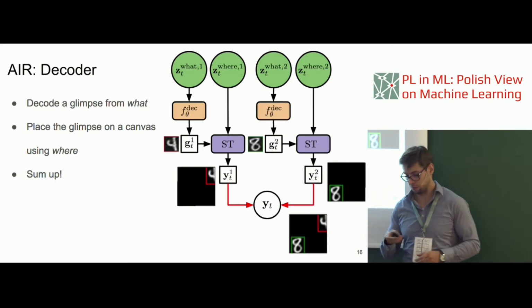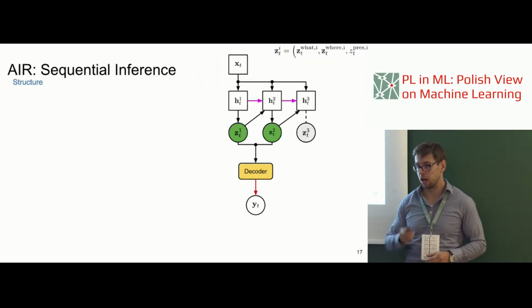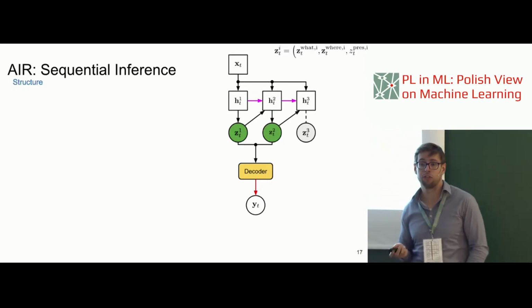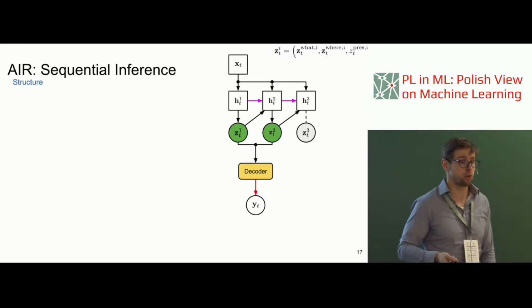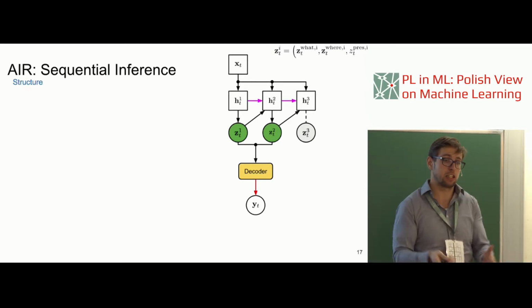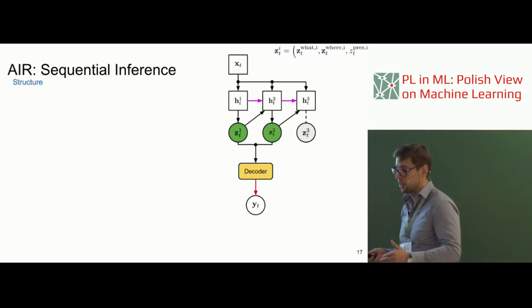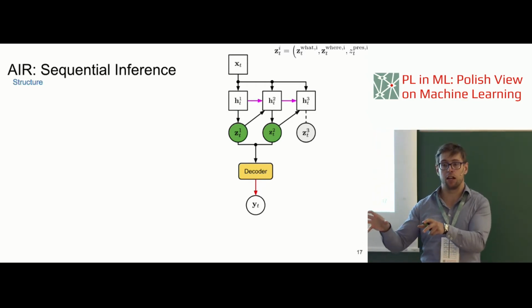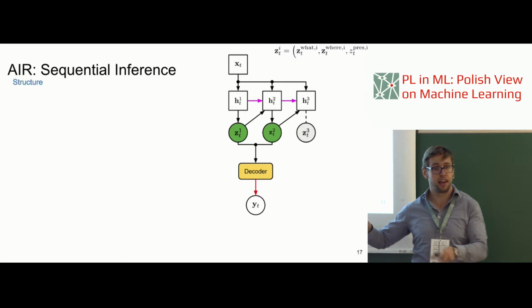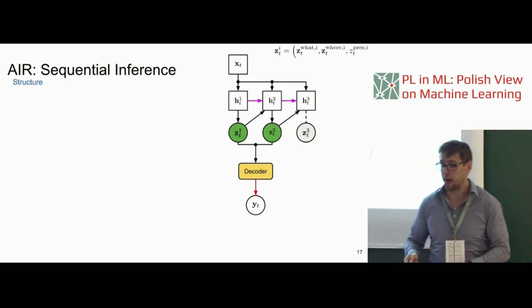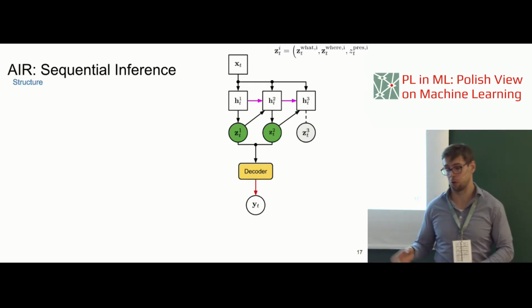Okay, cool. Let's move on. So that was the generative model, but now we're interested in how to actually figure out what the latent variables are that describe any given image, right? If we get an image X, we would like to figure out what the different variables Z are and how many there are. So basically, we would like to count the objects and describe them. And this is done by this sequential inference procedure.